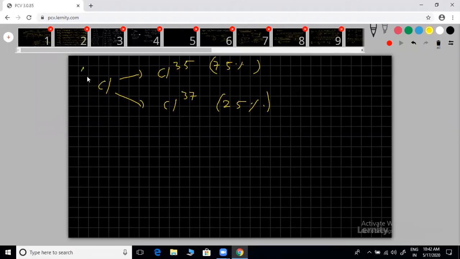This is another question. Try to note it down. They may ask for percentages also. They will give the average atomic mass, then they can ask for percentages.